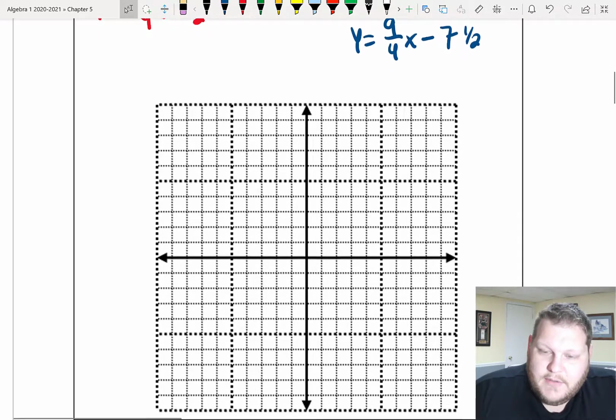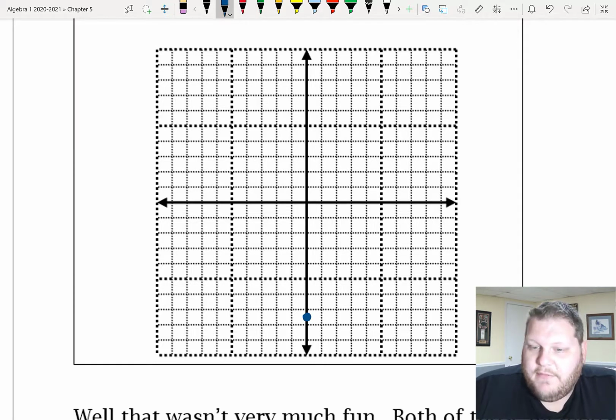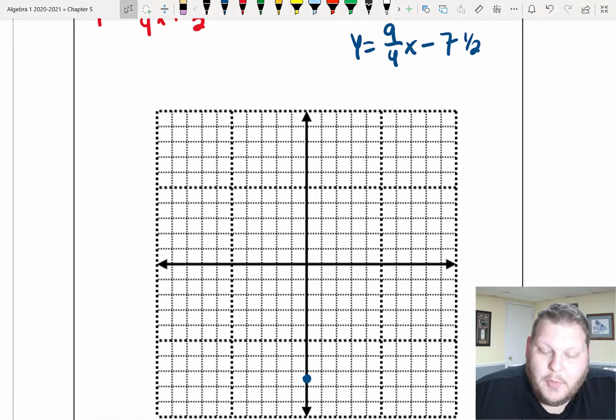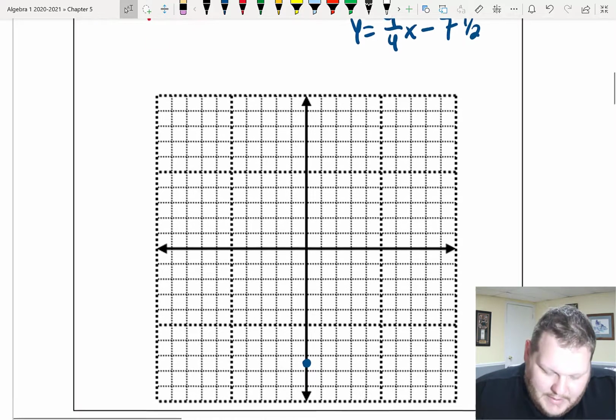That one has a y-intercept of negative 7.5. So I'm going to go down here to between negative 7 and negative 8. That point right there is negative 7.5. And then my slope is 9 over 4. So from that point that I just plotted, I'm going to have a rise of 9 and a run of 4. So I'm going to go ahead and count up.